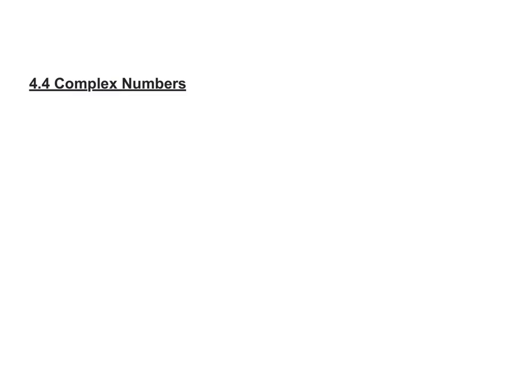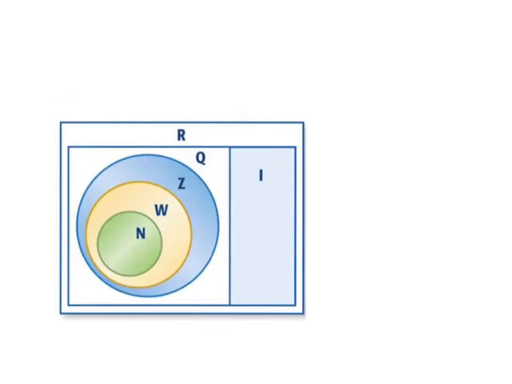Earlier in chapter 1 this year, we looked at the set of all real numbers. If you recall, it was a little something like that. This is our Venn diagram. R was real numbers. I is irrational numbers.